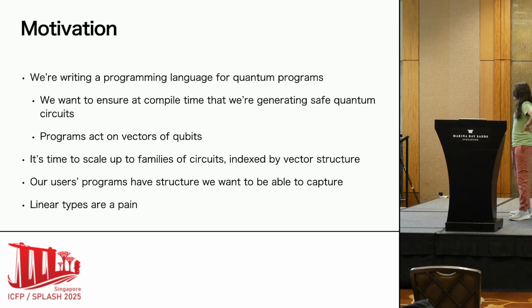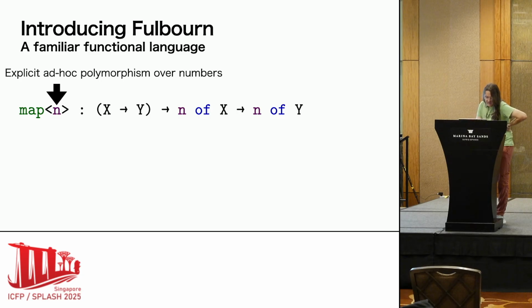Our users have programs that have lots of structure, so we want to provide ways for them to express their structure in our language, ideally. Also, because we're a quantum programming language, we have linear types for qubits, which we'll go into in a minute. But this is our little language. It should be easy enough to intuit for this crowd, I hope.